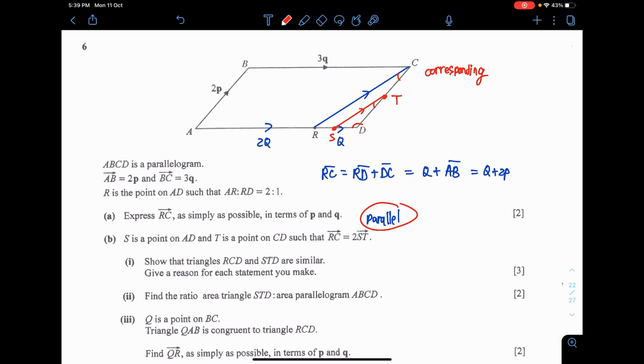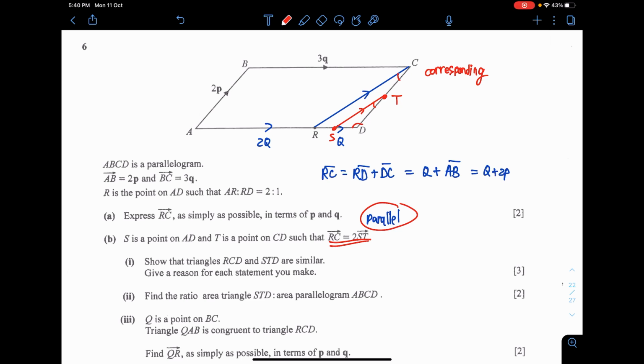As a matter of fact, they are on the ratio of 1 unit to 2 units. Because of what they claim over here, RC is twice of ST, so the ratio is 1 to 2 also. That's the statement you need to make. I will not type it. Just listen to my voice, my sweet, beautiful voice.